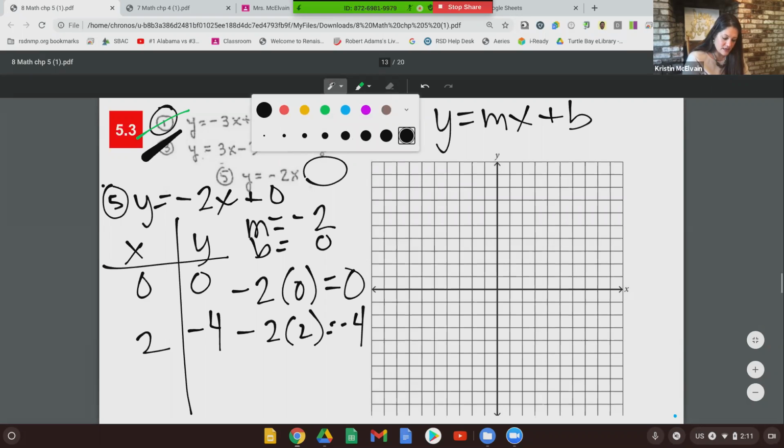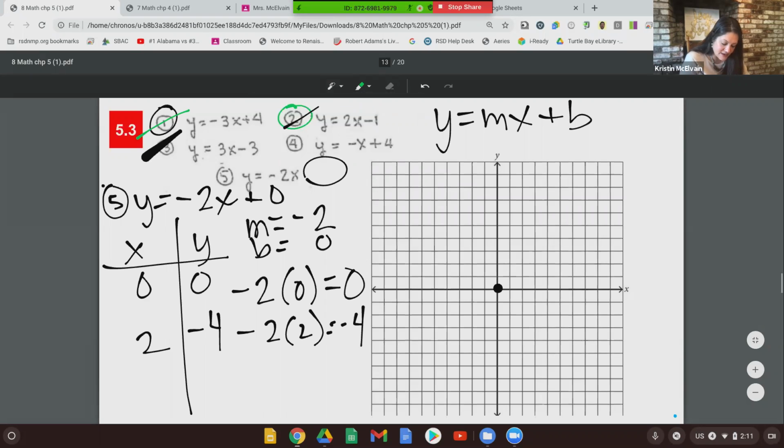Okay, so our origin, or where we begin, is at 0. We have another spot at 2, -4. 1, 2, 3, 4. We'll check that with our slope. So our slope is -2 over 1. So we go down 2, run 1, down 2, run 1, and it matches up. Cool.